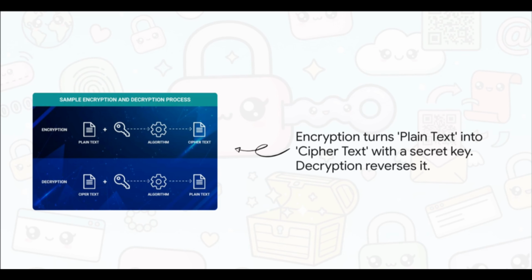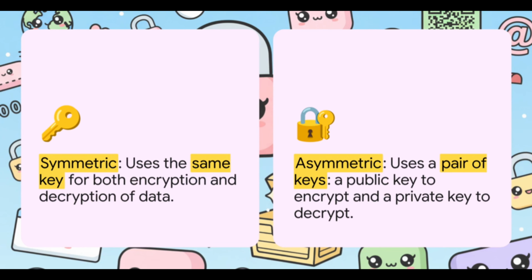Now here's the magic part. The only way to turn that scrambled mess back into the original message is to have the exact right key to unlock it. No key, no message. Simple as that. And speaking of keys, there are basically two flavors. Symmetric is the straightforward one. You use the exact same secret key to both lock and unlock the data.